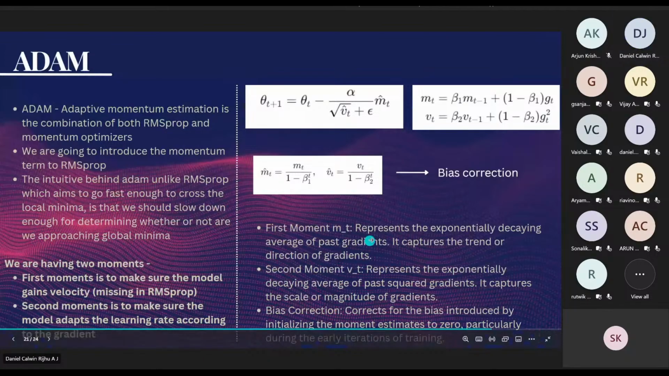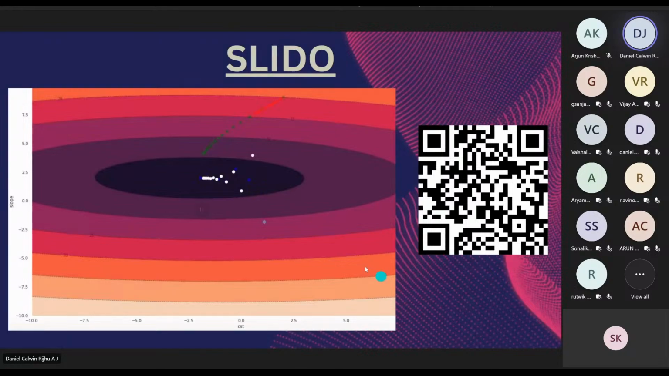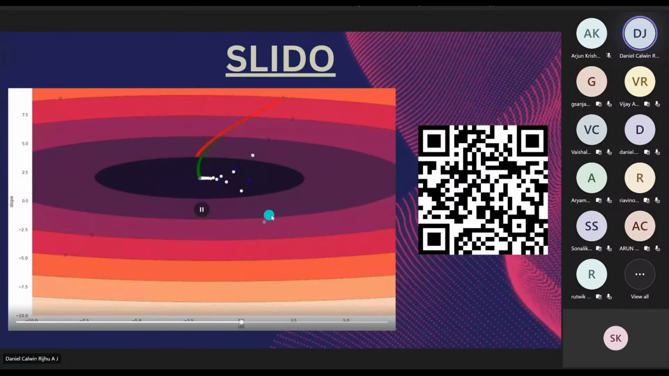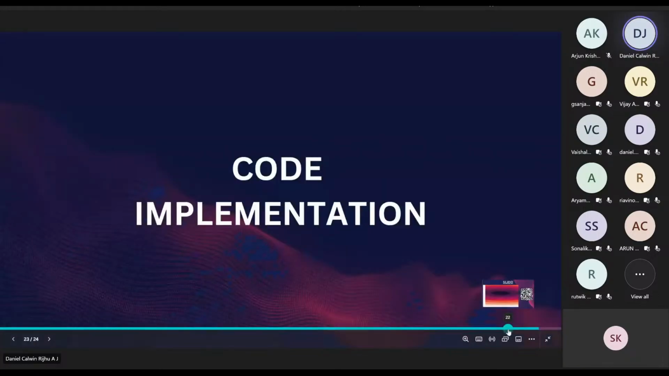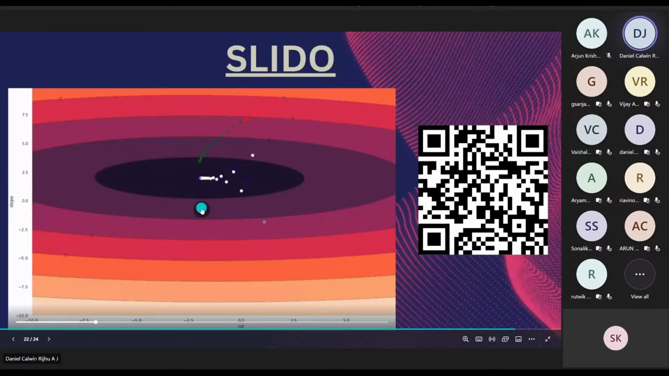So now we'll move on with the Slido question. For this question, I'll be playing this video over here, and basically I want you guys to classify these four different curves into four different optimizers. You have to match which curve belongs to which optimizer. This is going to be the plot of optimizers against the global minima. So you guys can start the quiz.